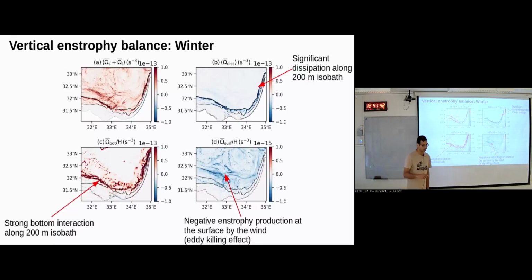Maybe just a comment. When you say dissipation, you always mean horizontal, right? Because in the vertical, you call it mixing. No, these are because of the vertical mixing. So the dissipation is vertical mixing. Vertical mixing.